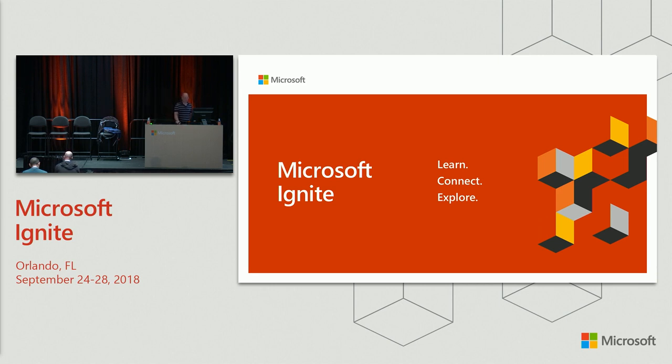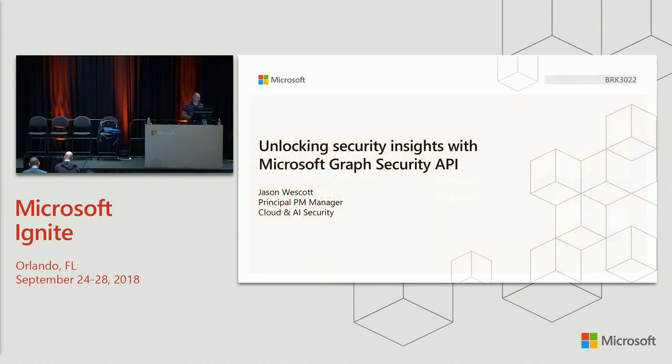My name is Jason Westcott. I'm a Principal PM Manager in the Cloud and AI Security Division of Microsoft. Our division handles a lot of the security products that you may use today: Cloud Application Security, Azure Security Center, Azure Identity Protection. These sorts of products are all developed in my group. Personally, I'm responsible for the Microsoft Graph Security API, which is what we're going to talk about today. And my team is also in charge of our internal threat intelligence platform.